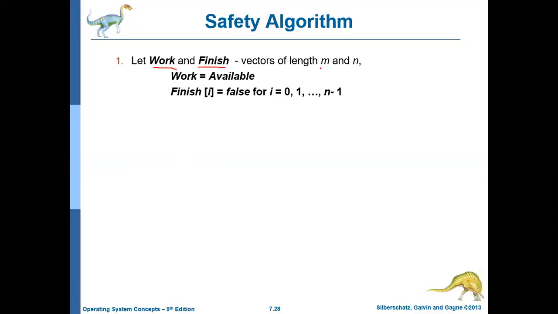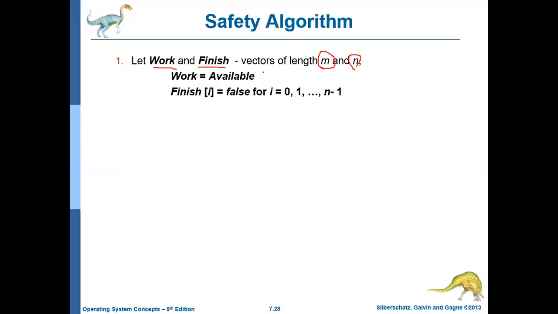Okay. So work basically represents the resources. The number of resources is m, and finish represents the number of processes. So basically finish represents how many processes have been completed so far. And the length of work is equal to m, which is nothing but the number of resource types. So the first step we do is work is equal to available.